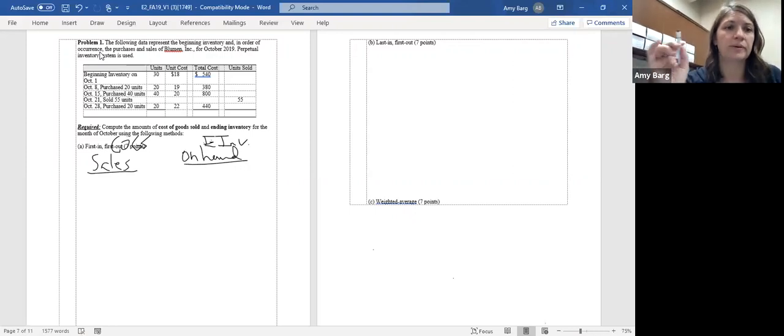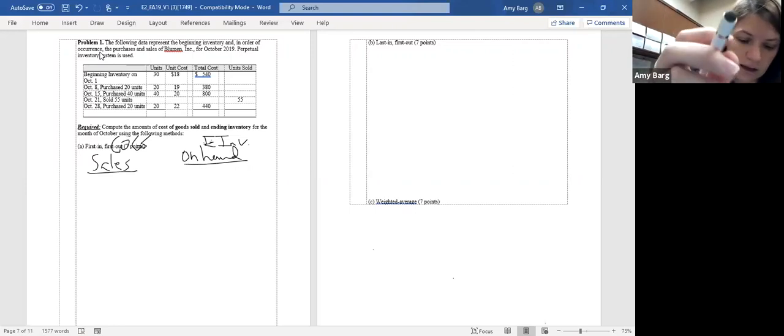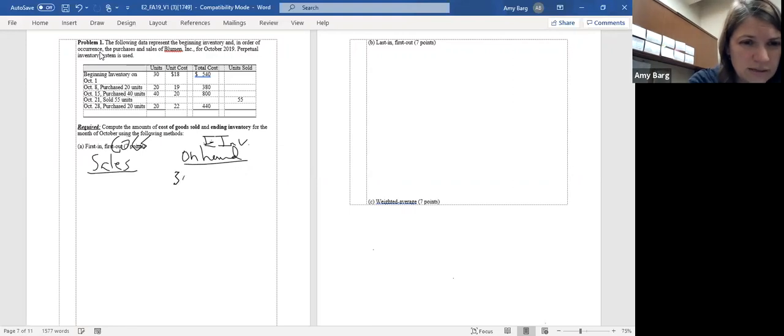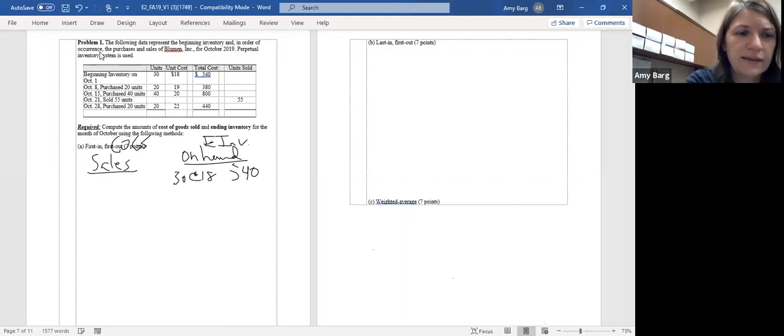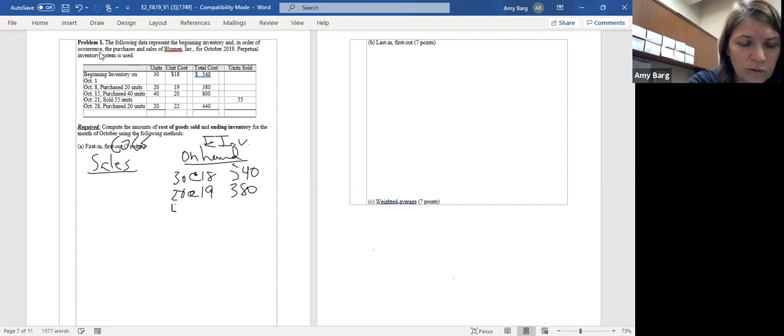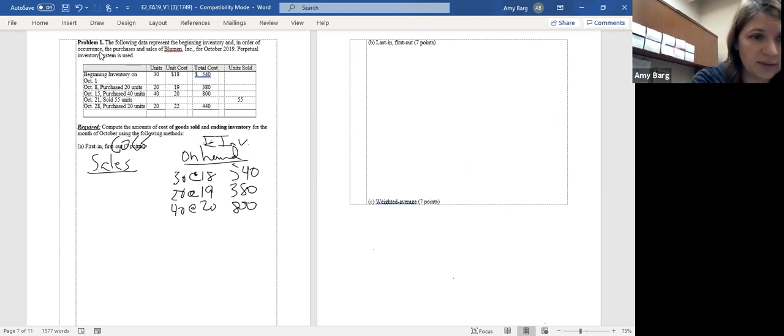Okay, so beginning inventory. It tells us on October 1st, we have beginning inventory of 30 units that we paid $18 a piece for, and the total cost was $540. And then on October 8th, we purchased 20 more units at $19 a piece for $380. And then on October 15th, we purchased 40 more for $20, and that cost us $800. But now it's October 21st, and somebody actually wants to buy something, so we're selling 55 of these units.